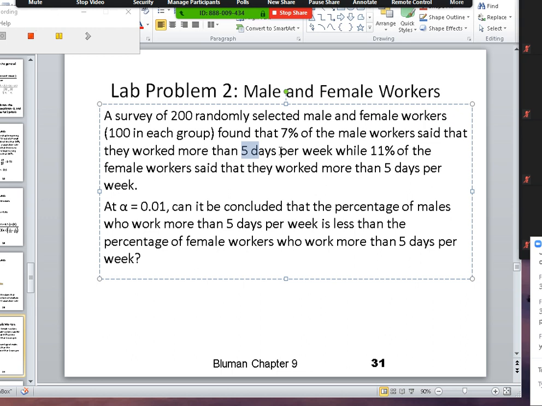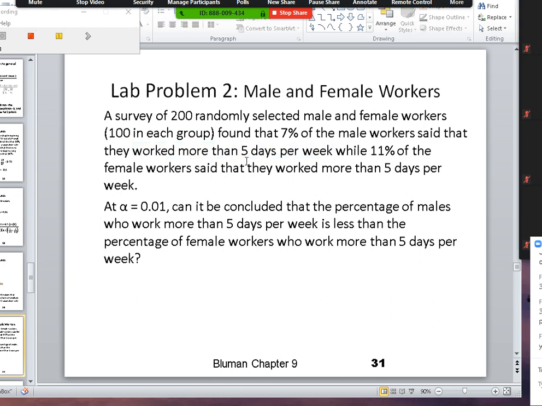This 5 days per week, that is not one of my numbers. So this is not a mean with a number of 5. This is worked more than 5 days a week. This is my question: did you work more than 5 days a week? Yes or no? That's a proportion.